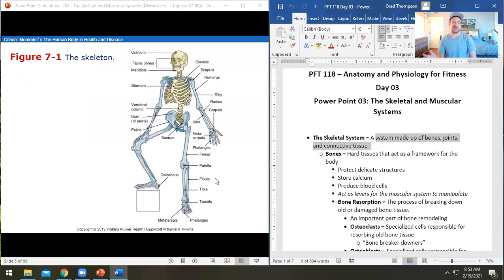And I forgot how much I love this picture. We've got Captain Morgan as a skeleton here.